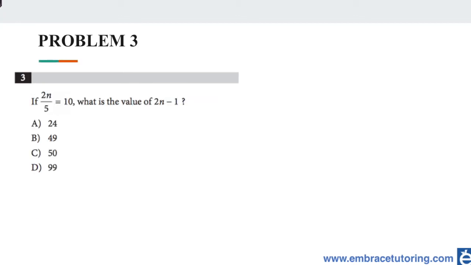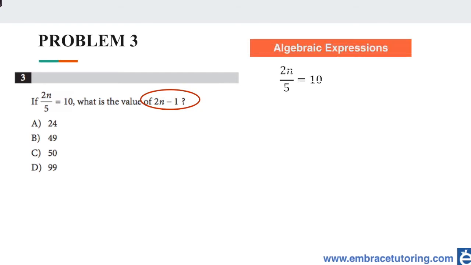Okay, problem number 3. Here it says, if 2n over 5 equals 10, what is the value of 2n - 1? Now, what you first notice is that they actually want you to solve for 2n - 1, not necessarily 2n over 5 equals 10. But what I want to do first is solve and isolate using the algebraic expression 2n over 5 equals 10. I want to solve and isolate for n, and then plug it into 2n - 1. So when I solve and isolate for n, I'm going to cross multiply, and I'm going to get the 5 times the 10, which is what gives me my 2n = 50.